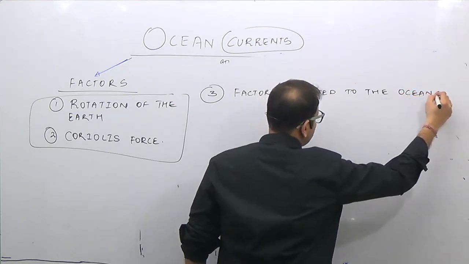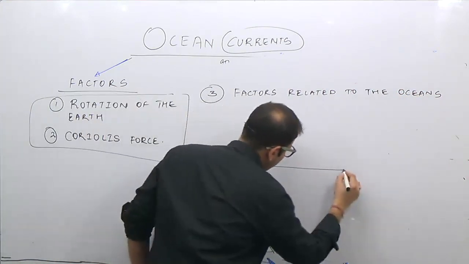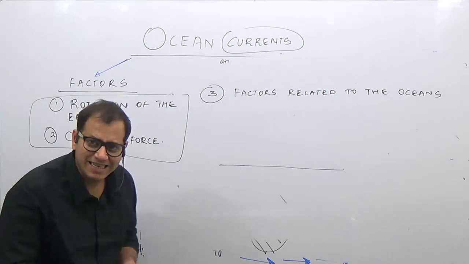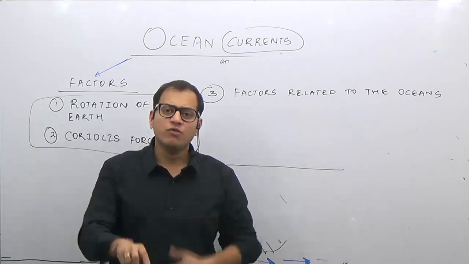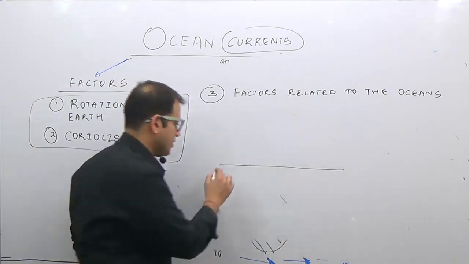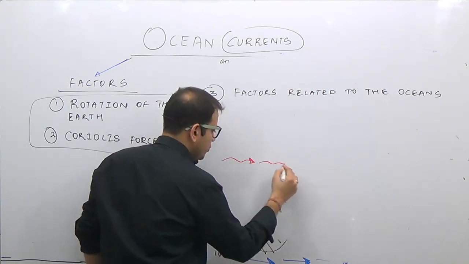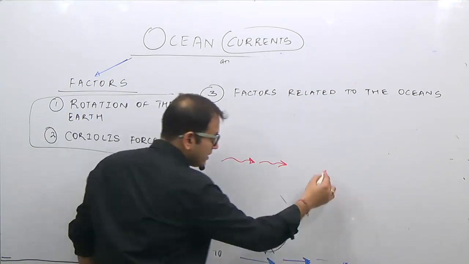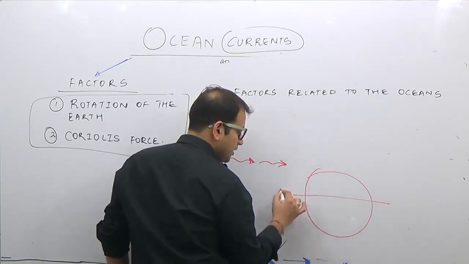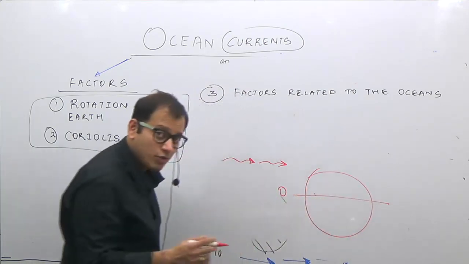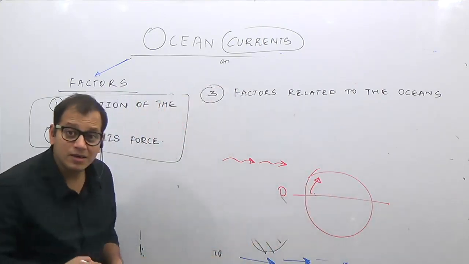Now, what are these factors which relate to the oceans? The warm ocean water in the equatorial regions. If this is an equatorial region, the warm ocean water in the equatorial regions gets expanded. Anything expands on heating. So the warm ocean water is also expanded, and due to the expansion, it flows as a surface current to which region? To the polar region. So if this is again our hypothetical continent, in the equatorial region, due to expansion and warming, the ocean water flows towards the polar regions.